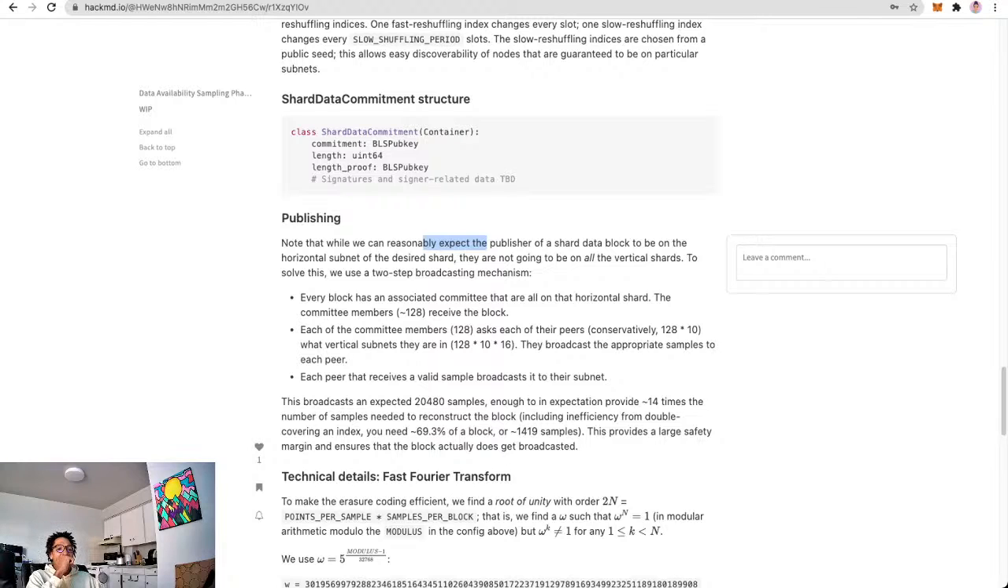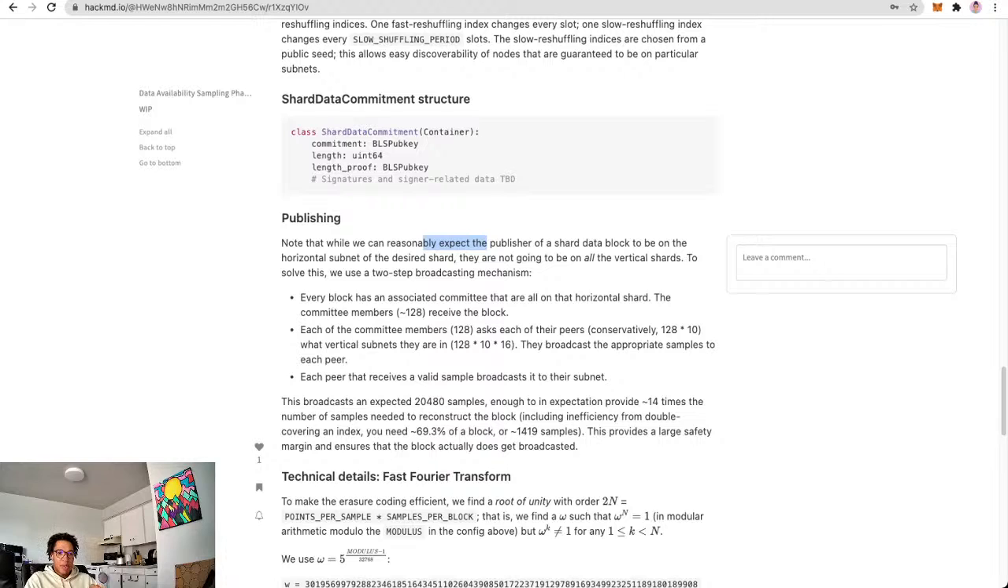Okay. Every block has an associated committee that are all on that horizontal shard. The committee members, around 128 of them. I think that's around the minimum amount needed for maximum security. I was reading the Gasper paper or something like that. Anyways, the committee members receive the block. Okay. Each of the committee members asks each of their peers.